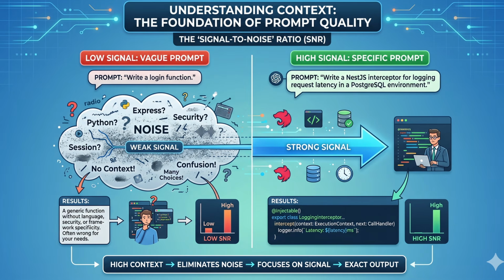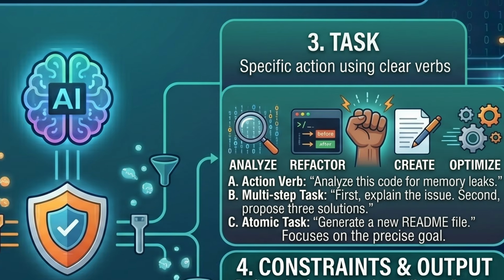Low signal, the prompt: write a login function. The AI doesn't know the language, the security requirement, or the framework. High signal, the prompt: write an HTTP interceptor for login request latency in a Postgres and Flutter environment. By providing specific context, you eliminate noise, irrelevant information, and force the AI to focus on the signal, the exact output you want.